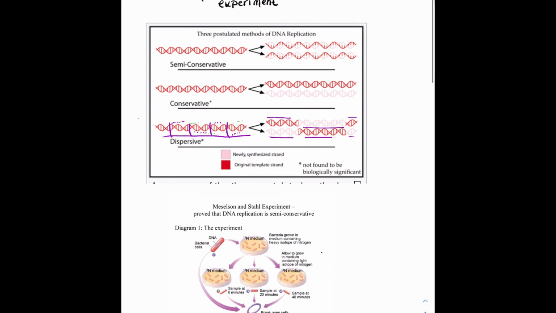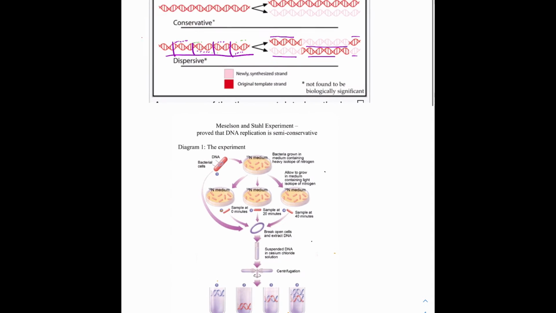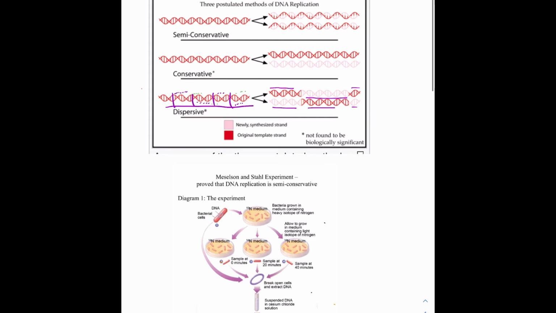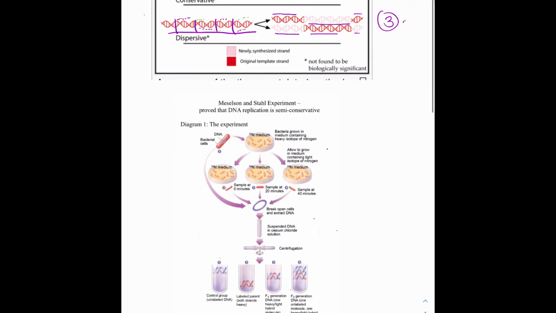So what Meselson and Stahl basically did is they designed an experiment to see which one of these it was: the semi-conservative, the conservative, or the dispersive. Which one of these theories was the way DNA replicated? And it's called the most elegant experiment because it is truly a beautifully designed experiment.